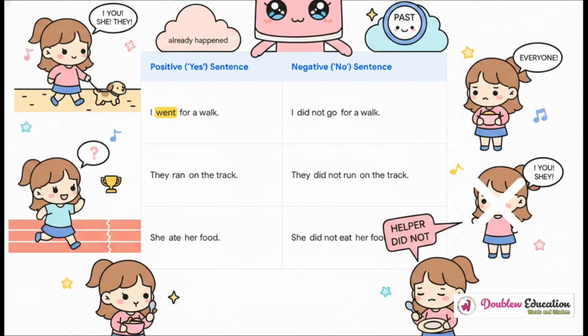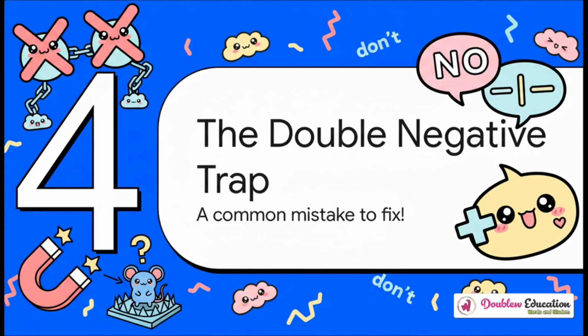And you know what? It gets even easier when we talk about the past, things that have already happened. For any action in the past, we just use one helper for everybody. Yep, just one. Did not. It doesn't matter if it's I, you, she, they, everyone gets did not. So a sentence like, she ate her food becomes, she did not eat her food. Simple, right?